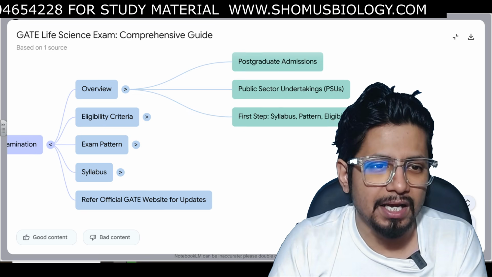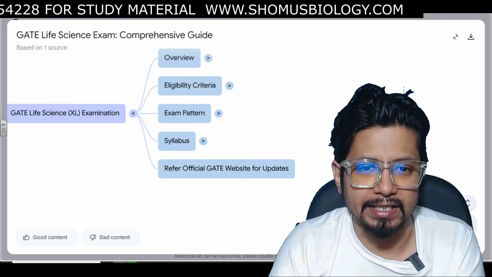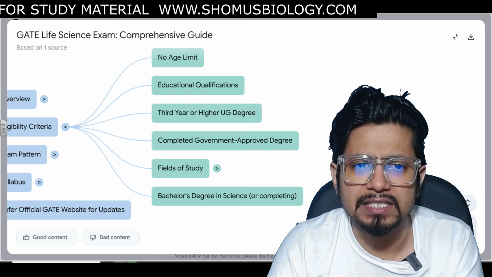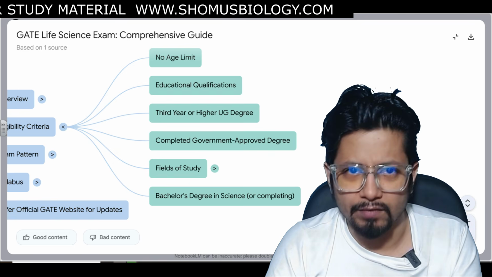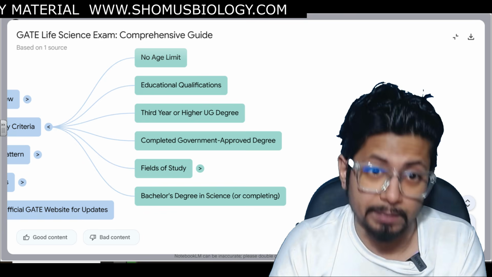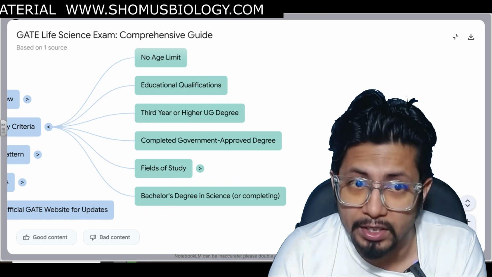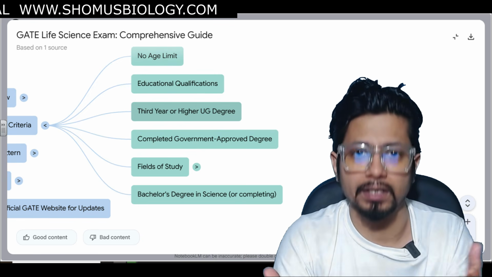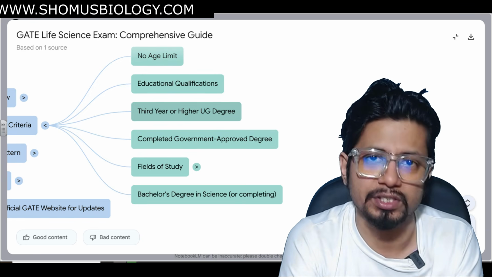So let's get into the eligibility criteria part now. There is no age limit particularly set for the GATE Life Sciences. There is no particular age limit, but the educational qualification is needed. You need to be in your third year or higher of your undergraduation degree.